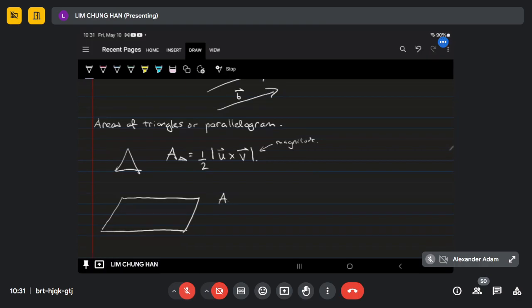So area of parallelogram is the magnitudes of the two vectors multiplied together, times sine of the angle theta, which is that angle there. If this is V, this is U, that is theta, then that's your formula.